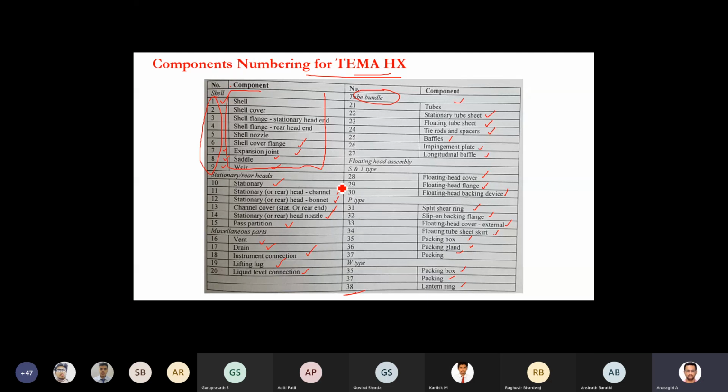So next class we will continue the design of shell and tube heat exchangers. We will go through the components one by one. We will start with the shell, then tubes, then tube sheets, baffles. Like that we can go. Important components of shell and tube heat exchangers we can discuss.